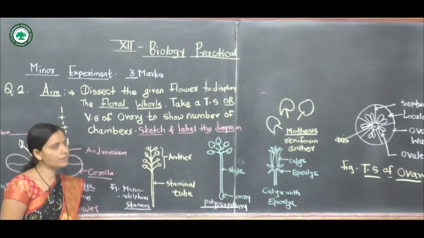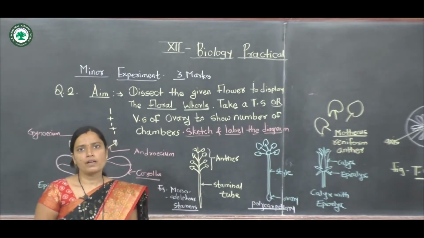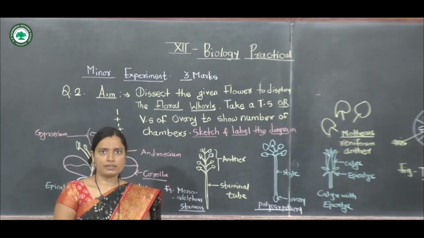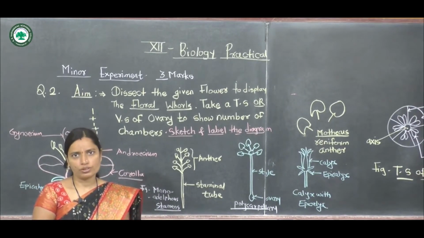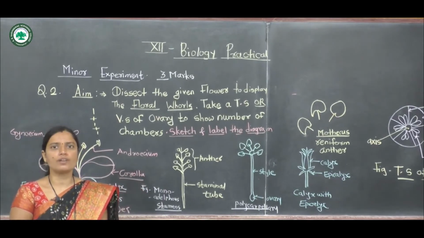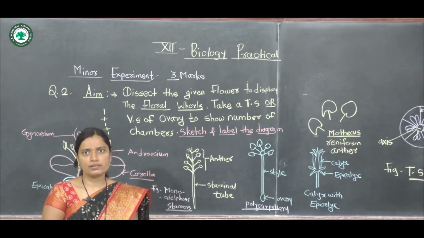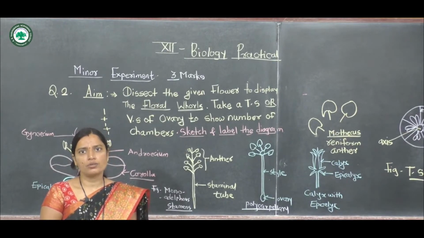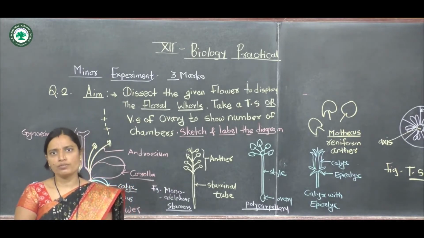First we start with the flower. The flower is an important part of the plant, and it is very important for sexual reproduction. The typical structure of a flower has 4 important parts: the calyx, corolla, androecium and gynoecium. These are the 4 parts of the flower.